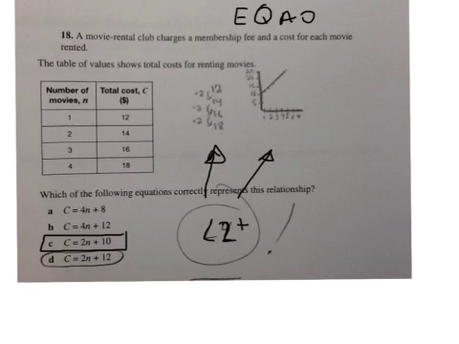So what we're doing in question 18 is we're looking at a movie rental club that charges a membership fee and a cost for each movie rented. The table of values shows total costs for renting movies. In our first column, we indicate the number of movies, and it's represented by the variable n. In our second column, we're looking at the total cost of renting that number of movies.